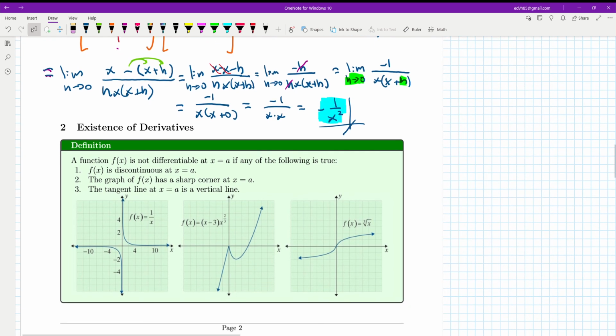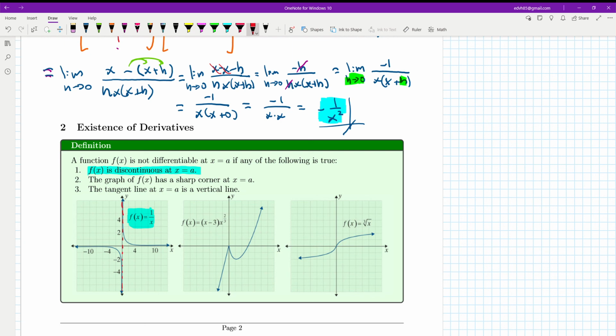So, for example, when we have a function f of x that is discontinuous at a value x equals a. For example, for this function f of x equals 1 over x, notice there is a vertical asymptote at x equals 0. It's an asymptote, there's no point in there, so that's one of the situations in which the derivative is undefined, because the function is undefined at that value as well.